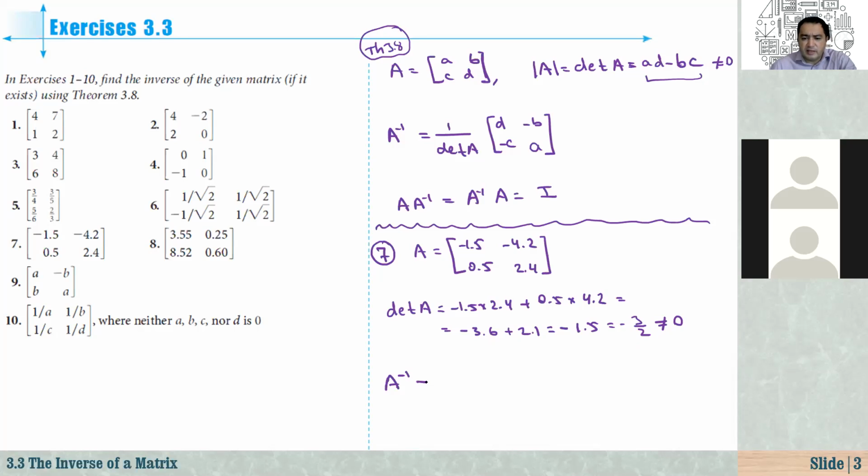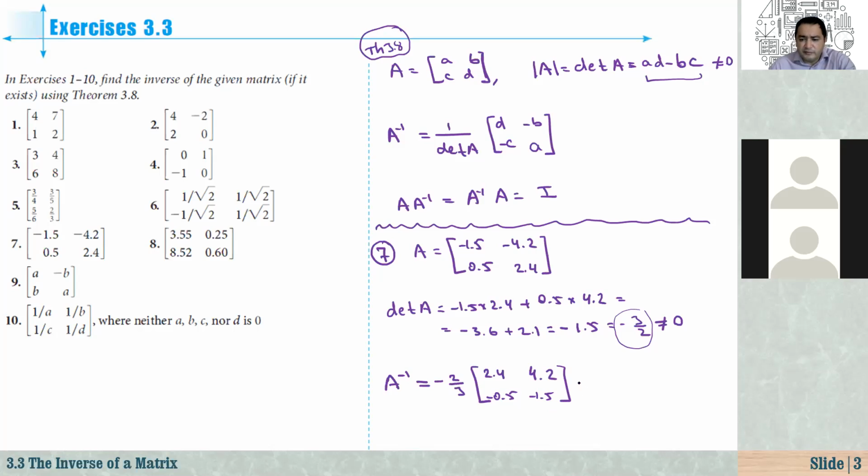So the inverse of A is equal to 1 over the determinant. That is 1 over this number, which is negative 2 over 3, right? And here we have D and A. Our D is 2.4, and we multiply C and B by negative, and you don't have to change their places. So here we have 4.2, and here we have minus 0.5, and here we have minus 1.5. I just use the formula and get the answer.